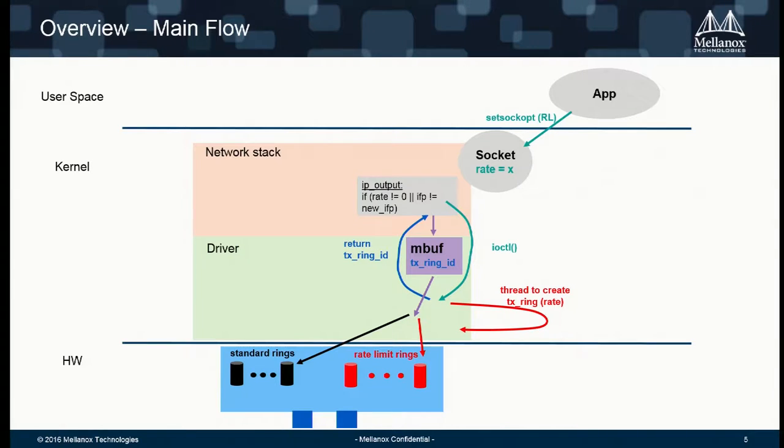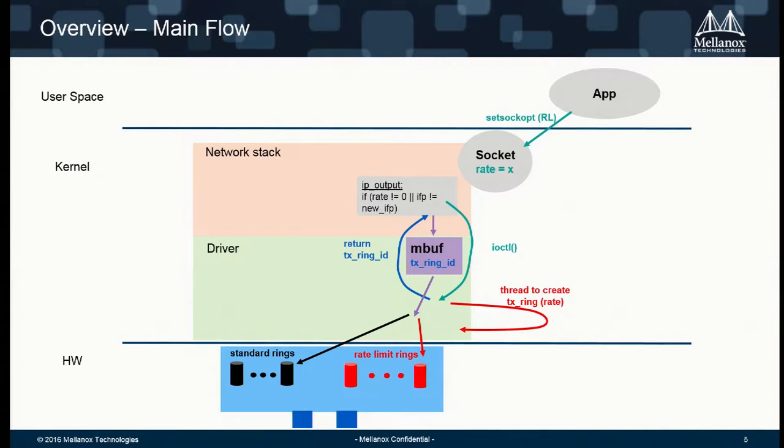Now in the IP output, so it's actually during the fast path. I'm describing how it all starts once the application is using the setsockopt to set a rate. So we changed the field of the rate in the socket, which was zero up till now, and now it holds the requested rate, let's say 3 megabits per second. And now we're moving on to the fast path, meaning that until we're transmitting any traffic, we don't actually even start this flow.